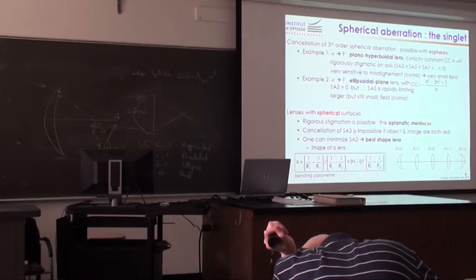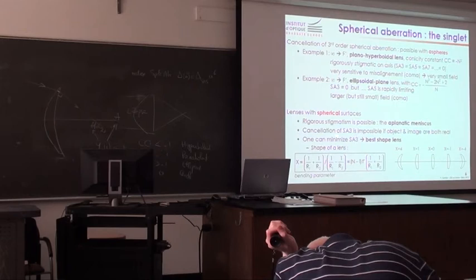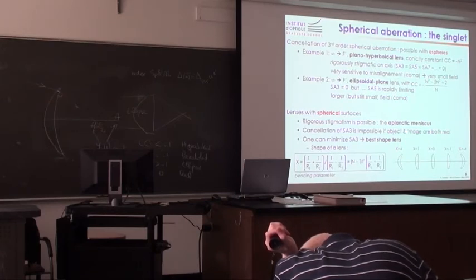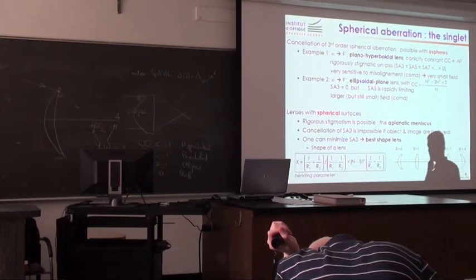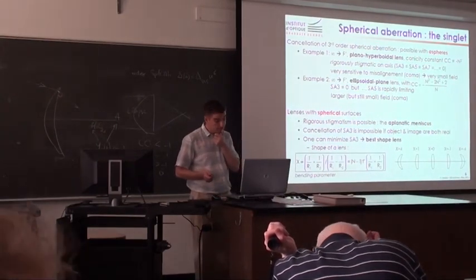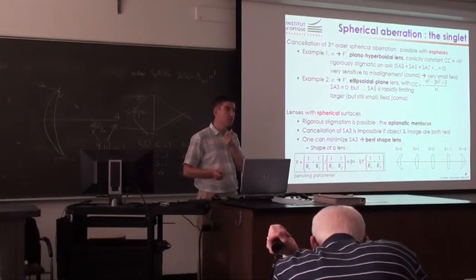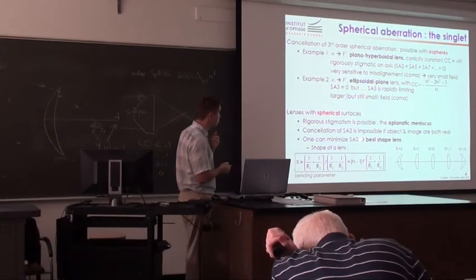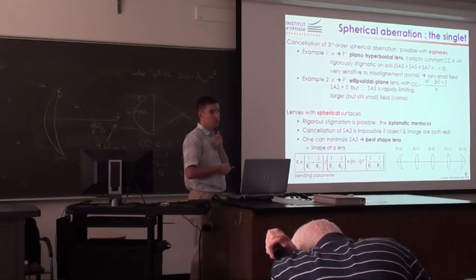Now, bad news. Of course, otherwise I wouldn't talk about this. Cancellation of the spherical aberration of the third order is impossible if the object and image are both real. That's the bad news. But one can minimize it. One can minimize it by using a so-called best shape lens.